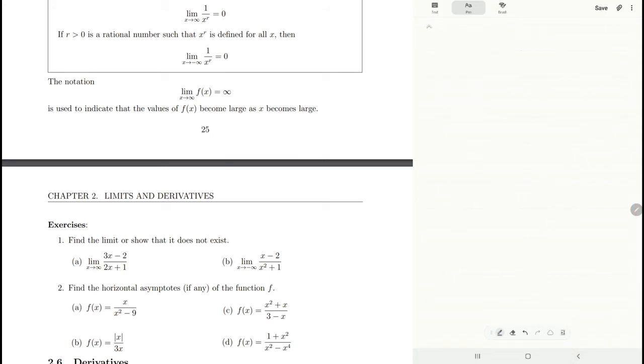So let's have a look at the next example. We have the limit of x minus 2 over x squared plus 1 as x approaches negative infinity. So again, we're dealing with a rational function. And so the method is to divide every term by the highest power of x in the denominator. So the highest power of x in the denominator is x squared.